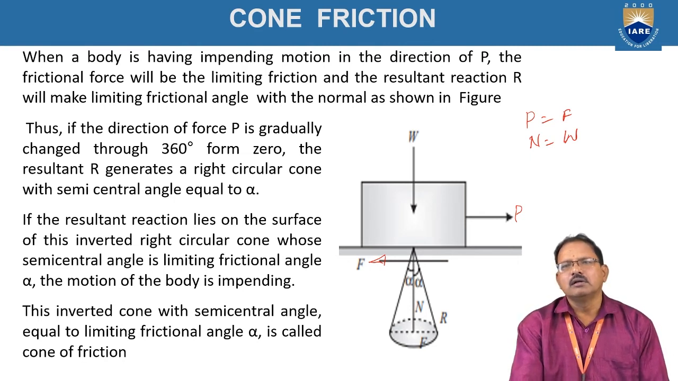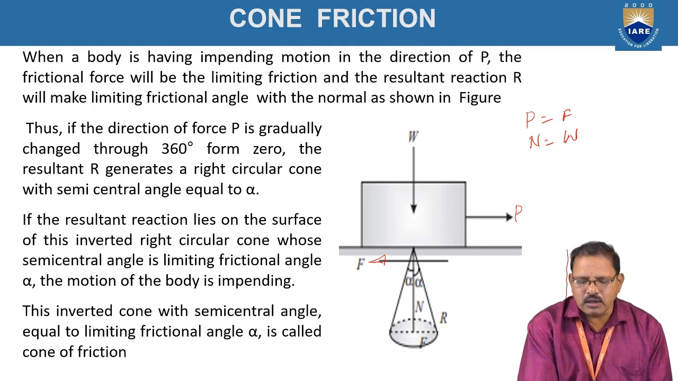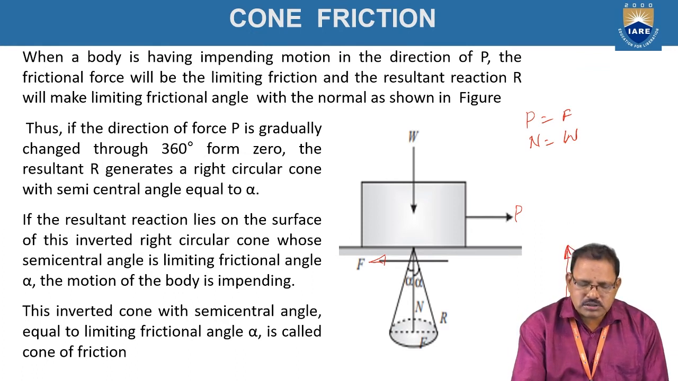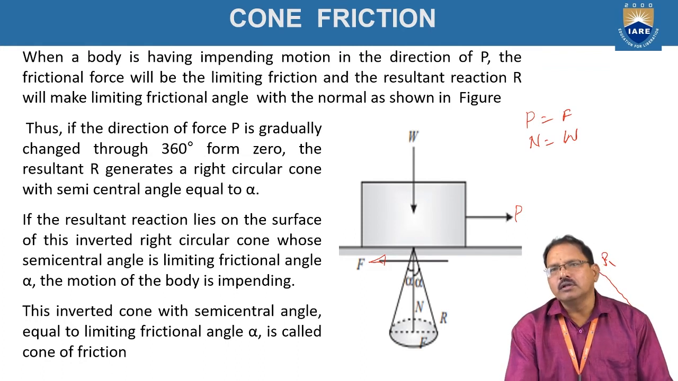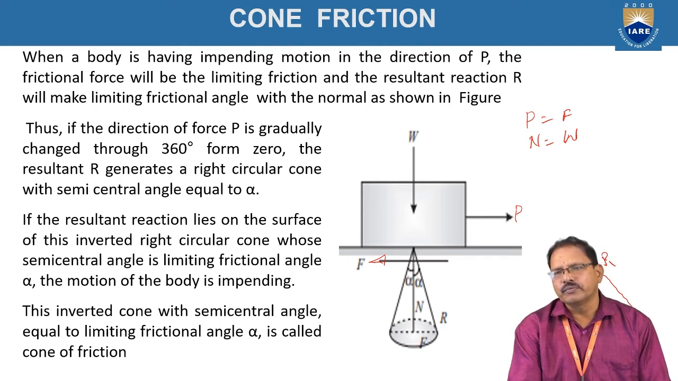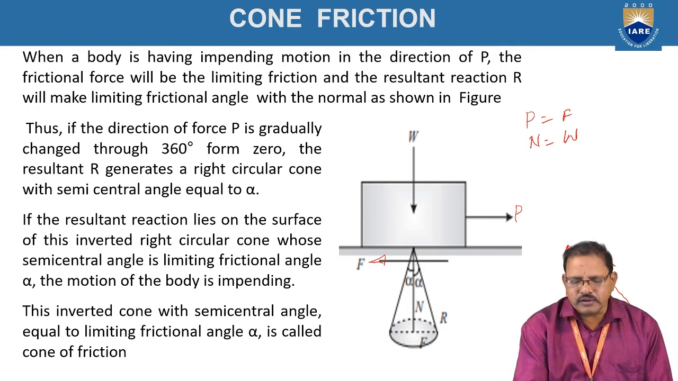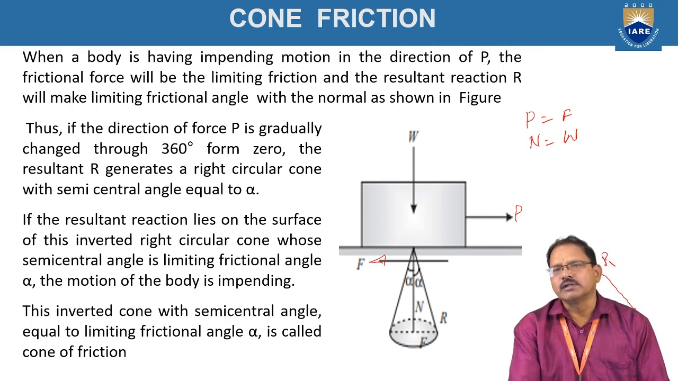According to the law of triangle of forces, the friction force F and the normal reaction are represented as two sides of a triangle. The closing side represents the resultant of these two forces, here represented by R. The angle made by the resultant force with the normal reaction is called the angle of friction.